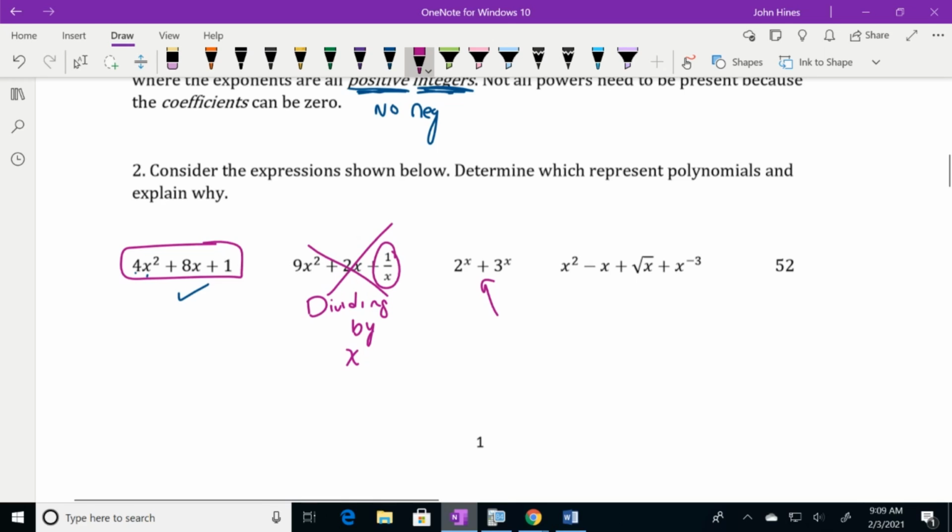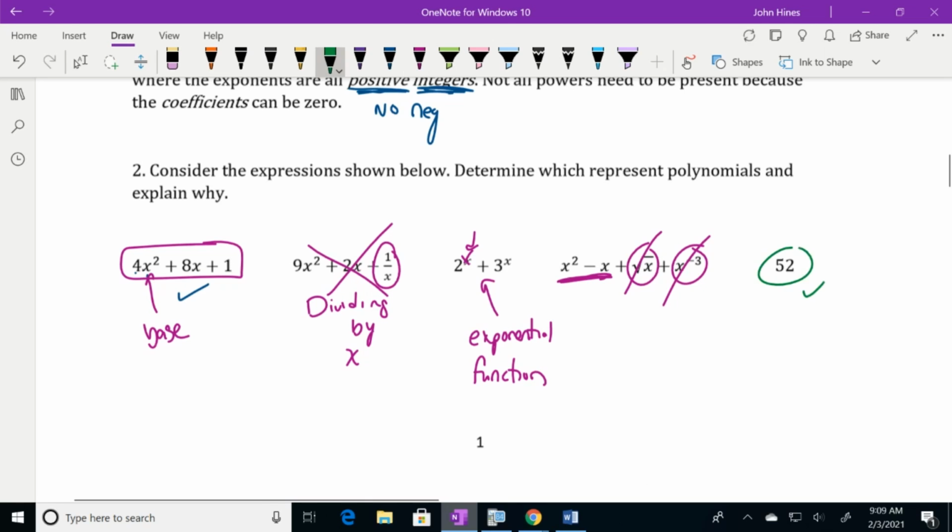Notice the variable is in the exponent, so these are exponential functions. X is the base, not in the exponent. That's the problem there. This next one, I've got two problems. Square root is no good. Negative exponent, no good. These first two terms are good, and then it just goes down from there.